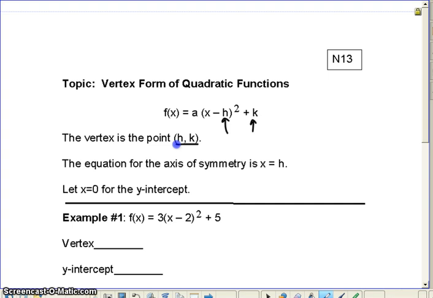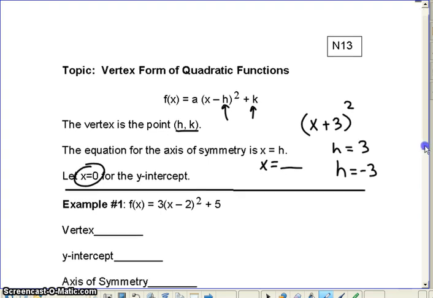or the low point. The equation for the axis of symmetry, x equals, and then you just fill in the blank with whatever h is. Okay, so for example, if I have x minus 3 squared, that means that h is equal to 3. If I had x plus 3 squared, then h is equal to negative 3. Okay, and then just like always for the y-intercept, x is always going to be equal to 0 for the y-intercept. So you just plug in x equals 0 and solve for the y-intercept.